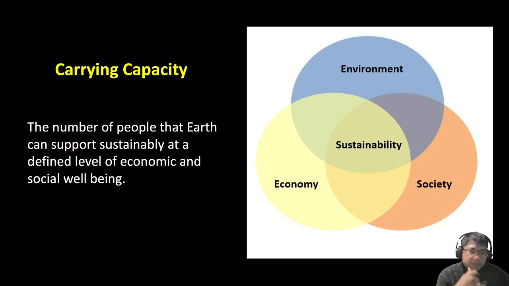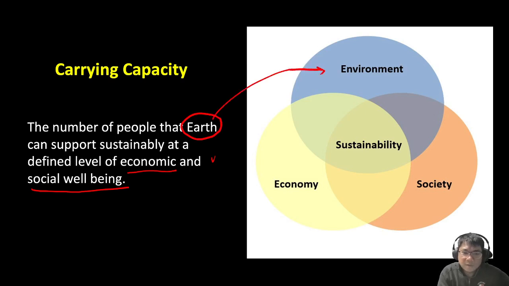This is the definition of carrying capacity: the number of people that the Earth can support at a defined level of economic and social well-being. Those are the three factors: the Earth, which represents the environment, the economic, which of course represents the economy, as well as the society.